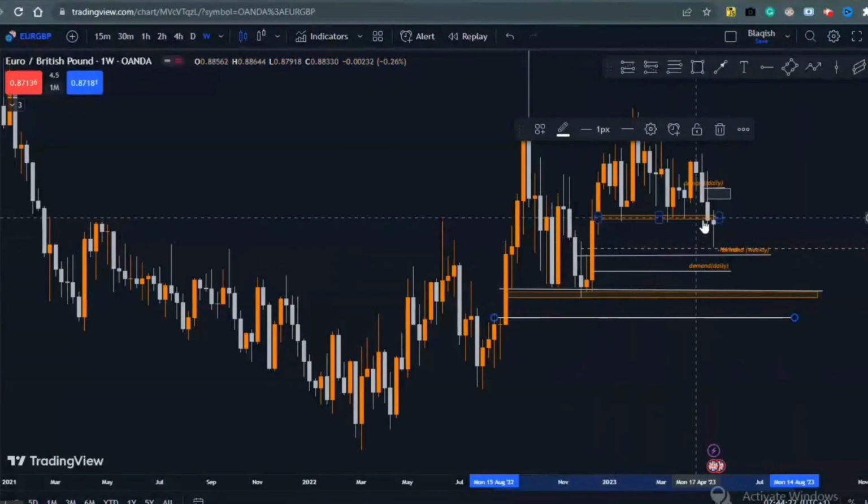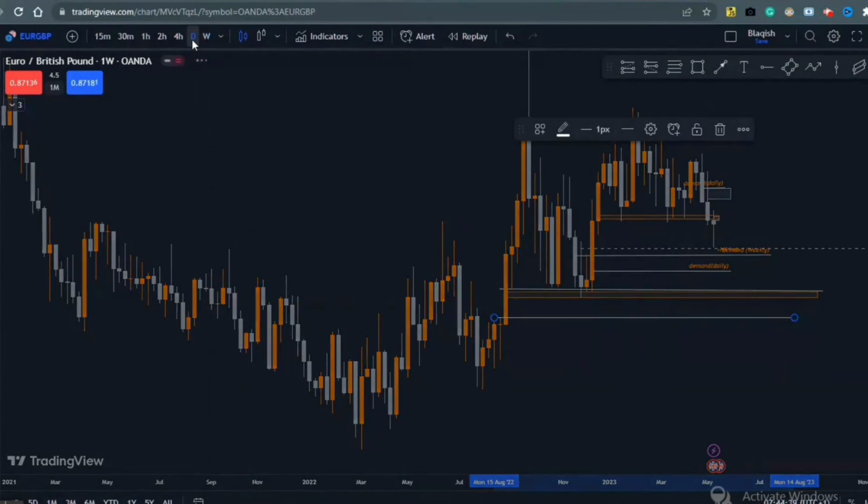But now the market is looking like it's willing to go down, because we have this support area now turned resistance area, because the market has closed below this support area. Now we are looking at this area as a resistance area.